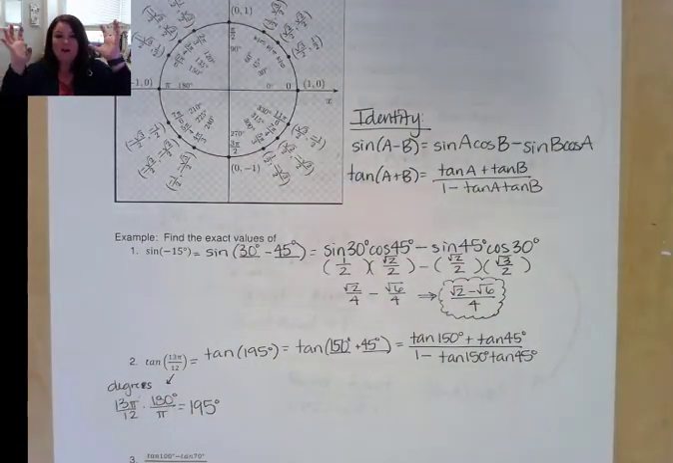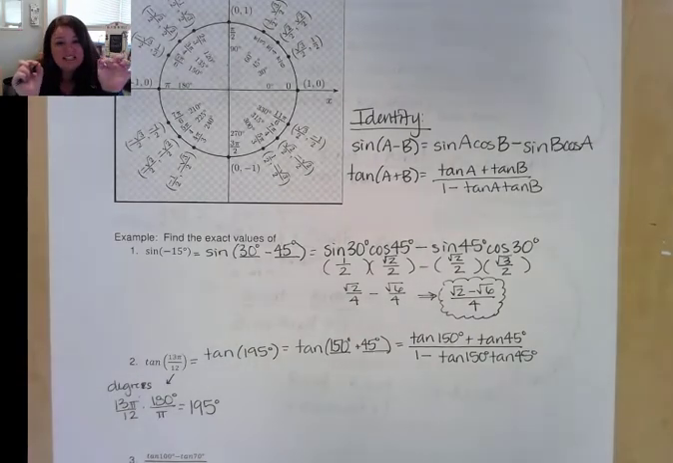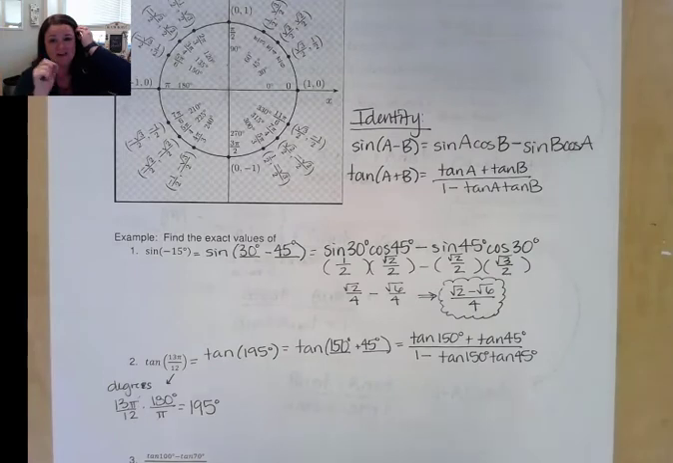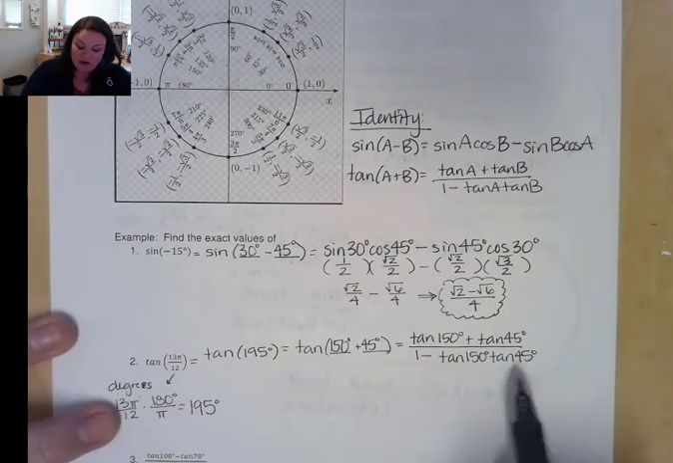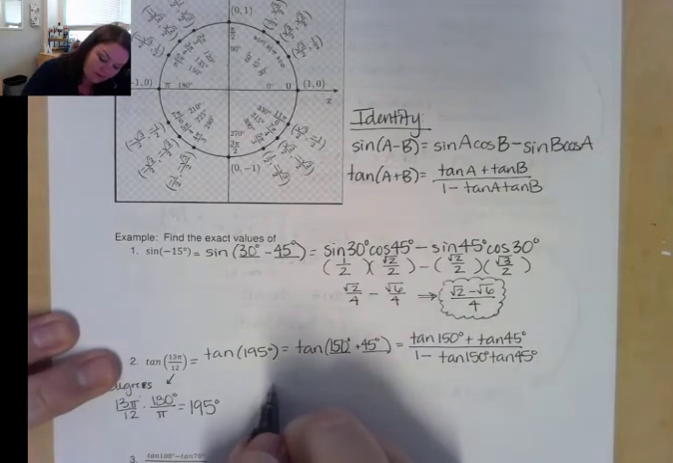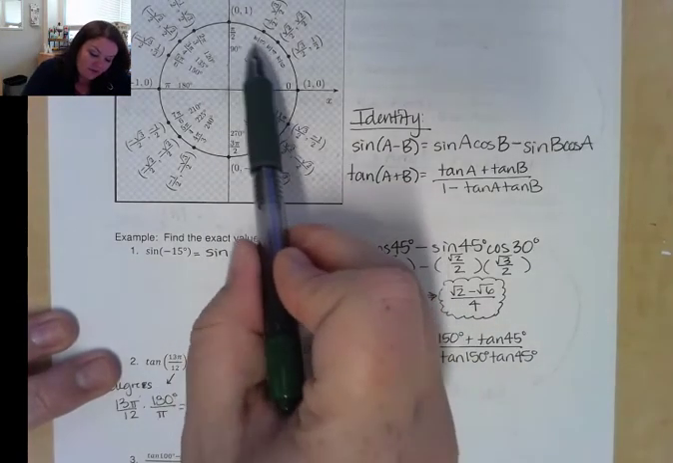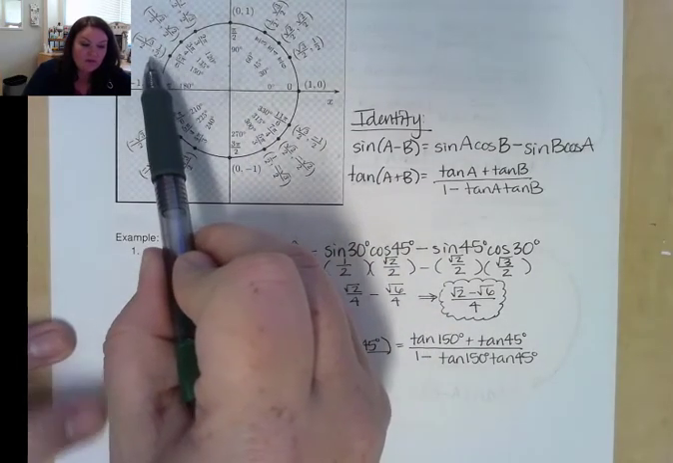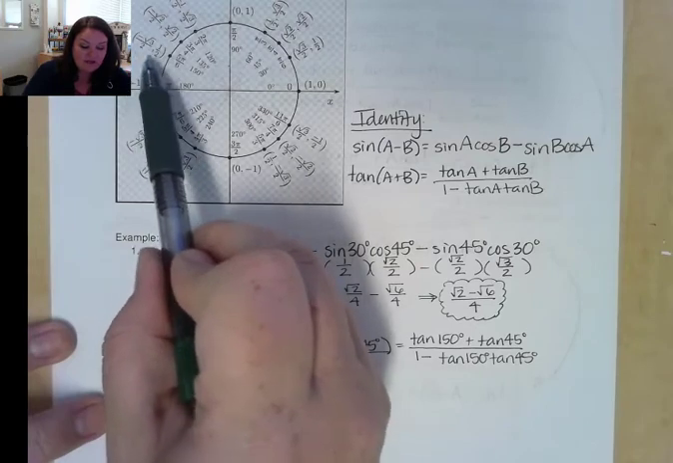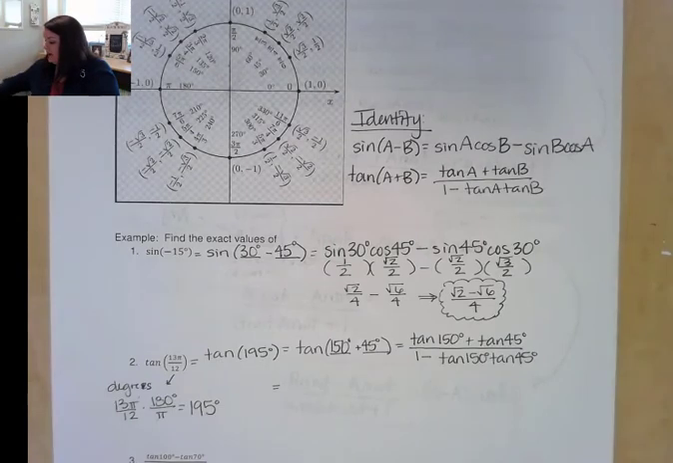And remember, we want to write it all the way simplified down to one fraction that hopefully doesn't have radicals in the denominator, because my math lab doesn't like that. So let's go ahead and fill in all of our values. So tangent of 150. So let's find 150 degrees here. And the tangent value, remember, is a ratio of sine over cosine.